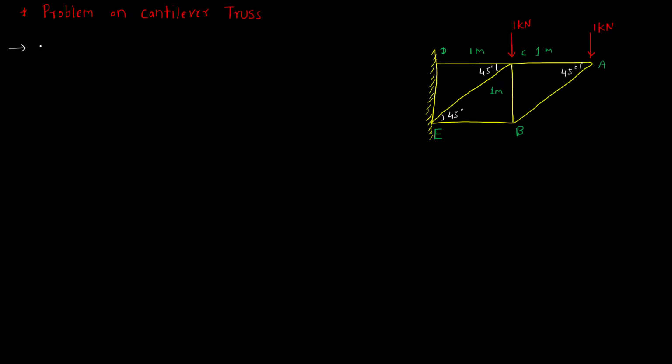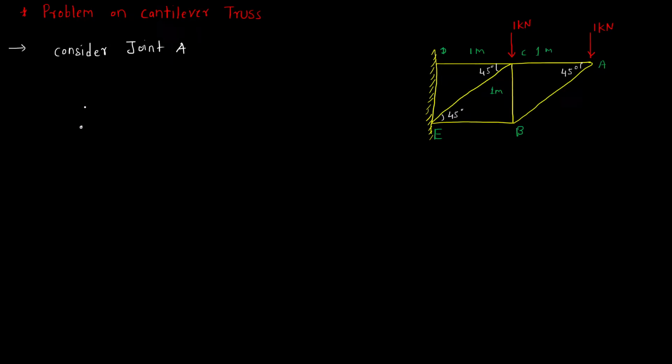So in general problems, we have seen that the first step is to find out the reactions. But if you look properly here, you can directly consider the joint A, because at joint A we already have the 1 kilonewton force acting and only two members are present. So rather than finding out the reactions, we'll directly consider the joints. Okay, so consider joint A.